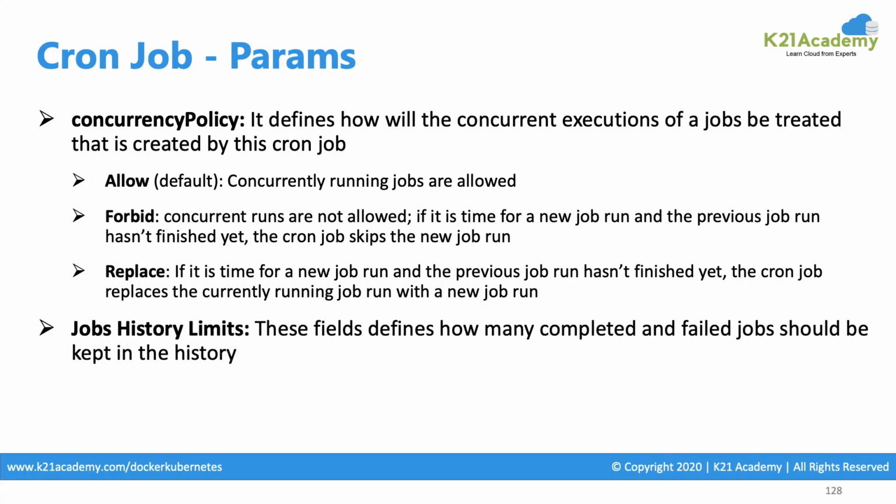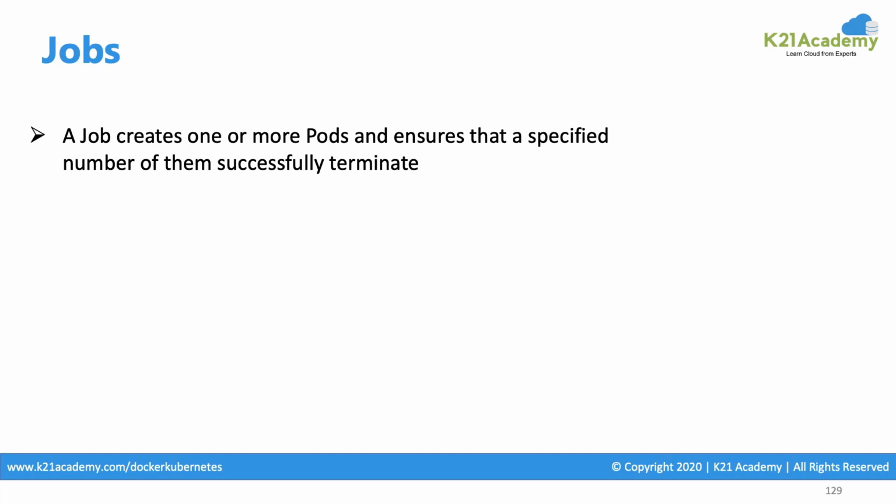And there is another parameter which is called job history limits. This defines how many completed or how many failed jobs you will list in the job list when you are trying to dump the jobs which have got executed on the console. It specifies how many completed and how many failed jobs you can keep in the history and remember the failure counts. So we saw how a cron job works.